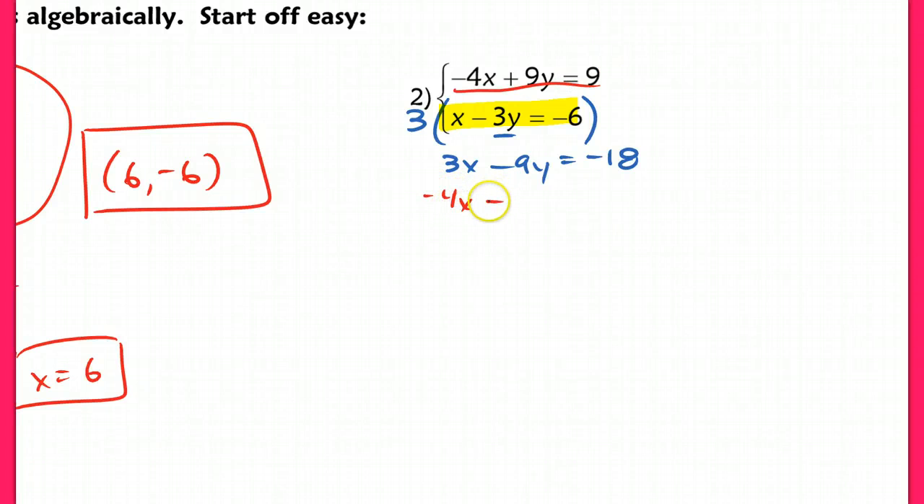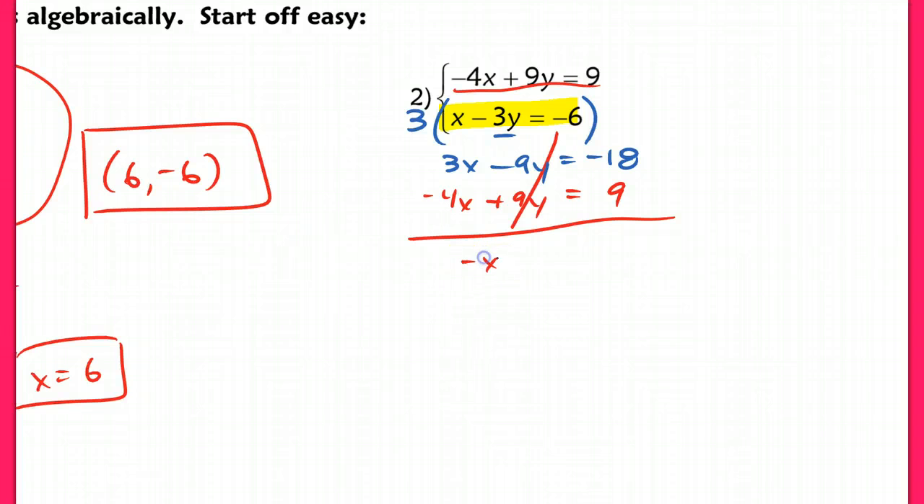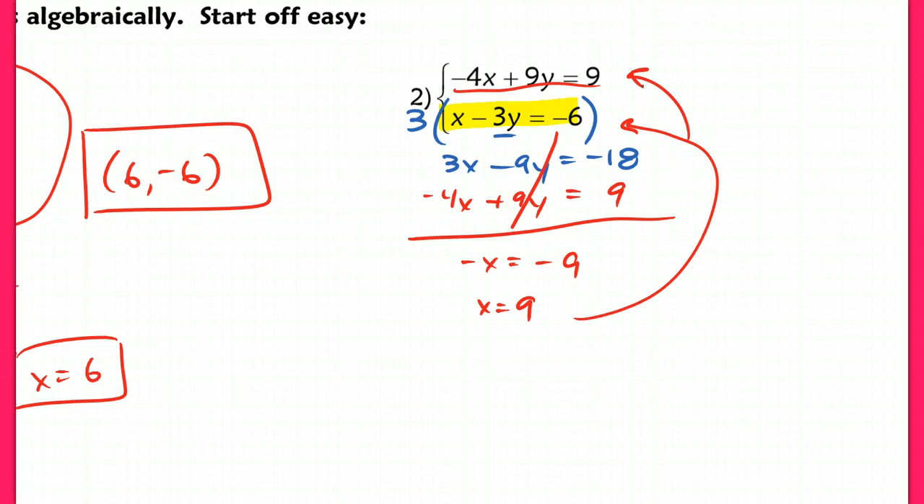You do not have to do that every time, but I like to just so that I see the variables right on top of each other. Now when I add these two lines together, this is going to eliminate the y's, and I'm left with a single variable, so x equals 9. Again, go ahead and plug that back into either of those lines and solve. I'll let you guys do that on your own.